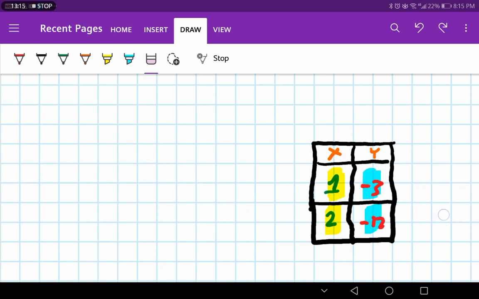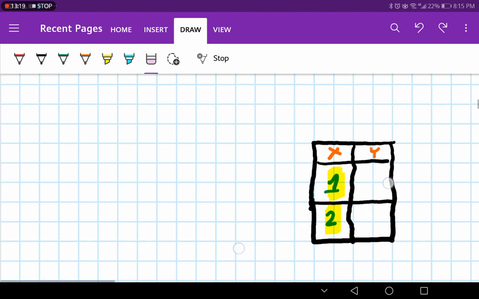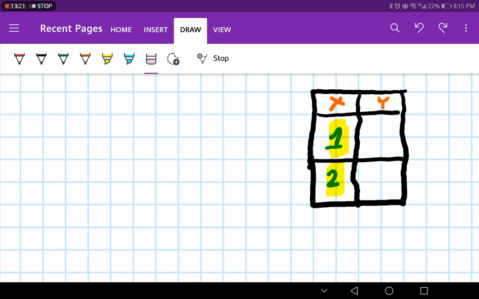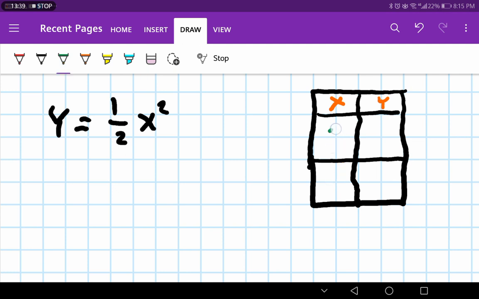Teacher, I will take 1 and 2 for all functions like this, for example, 2x squared. But if you have a fraction like 1 over 2, I will select another value, for example 2 and 4. Why 2 and 4? Because 2 and 4 are multiples of 2.